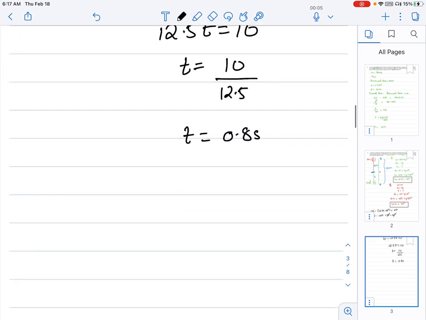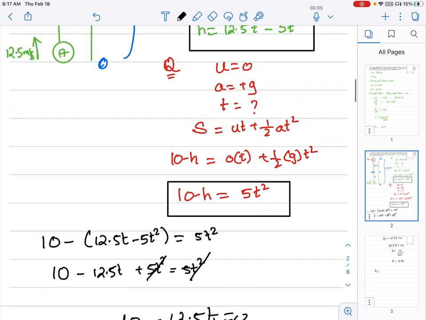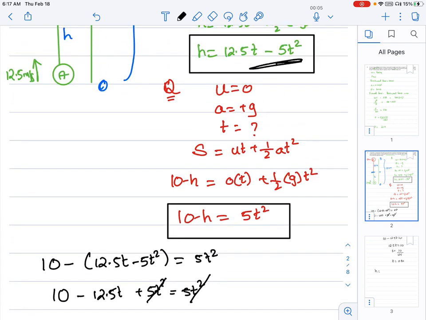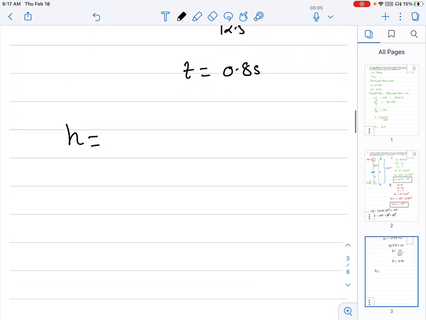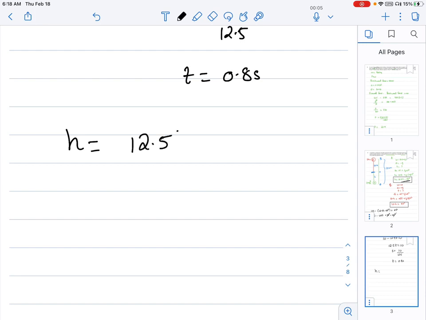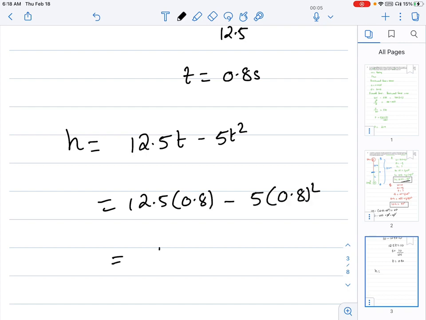But I want h, right? So the formula for h is what we got, 12.5t minus 5t square. 12.5 times 0.8 minus 5 times 0.8 square. Simplify that, we should be getting 6.8 meters.